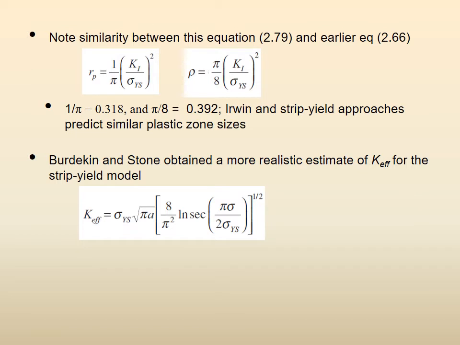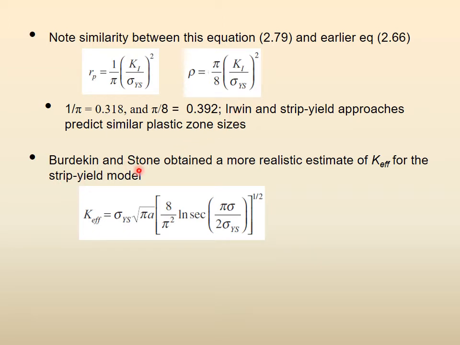Note the similarity between this equation and the earlier equation. The rp from Irwin's second order correction was 1 upon pi (K1 by sigma y) whole squared, and this rho from strip yield is pi upon 8 (K1 by sigma y) whole squared. 1 upon pi is 0.318 and pi by 8 is 0.392. So even in the first decimal place it is almost the same, a very close estimation. So the Irwin and strip yield approaches predict similar plastic zone sizes, but this is the second correction, not ry. This is rp.